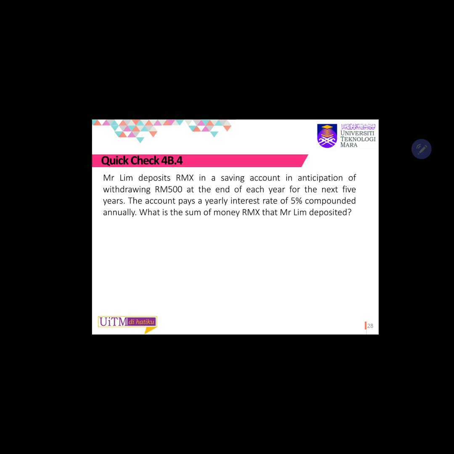Here, Mr. Lim deposits X in a savings account in anticipation of withdrawing 500. He puts a sum of money X now, sekarang, in order to withdraw 500 ringgit at the end of each year. Now kita nak tahu what is the sum of money that Mr. Lim has deposited. We want to know the value of now, so we want to find our A. We know our R is 500 because it states that he withdraws 500 at the end of each year, maknanya tiap-tiap tahun, regular interval, regular payment. 5% is our k, compounded annually is our m. Bear in mind, for present value annuity, normally students make mistakes because they forget the negative sign here. So don't miss your negative sign.